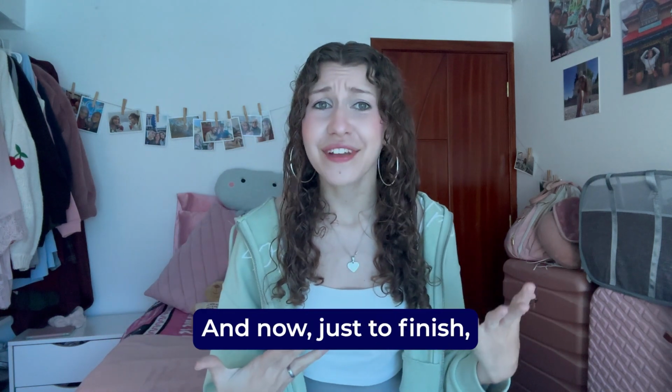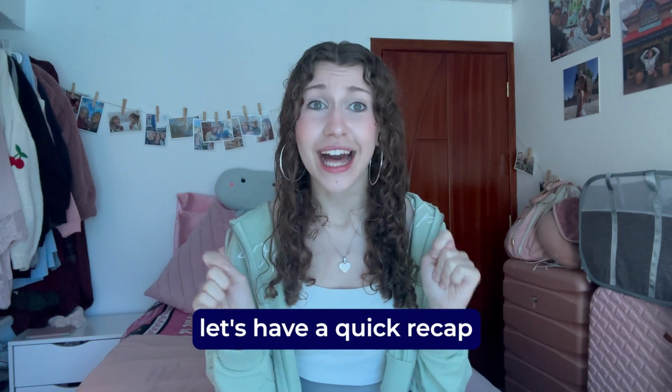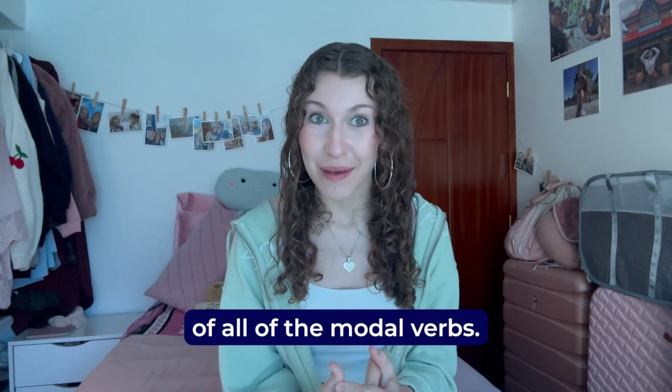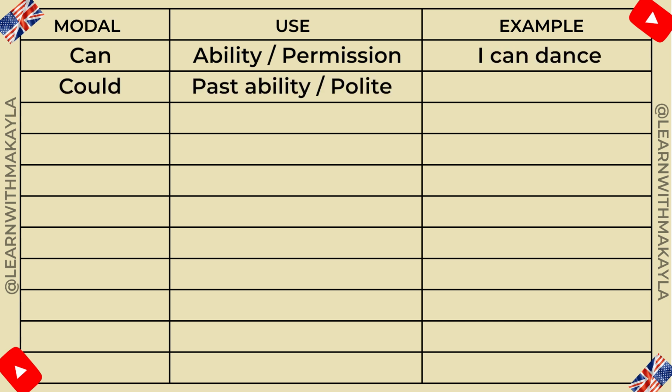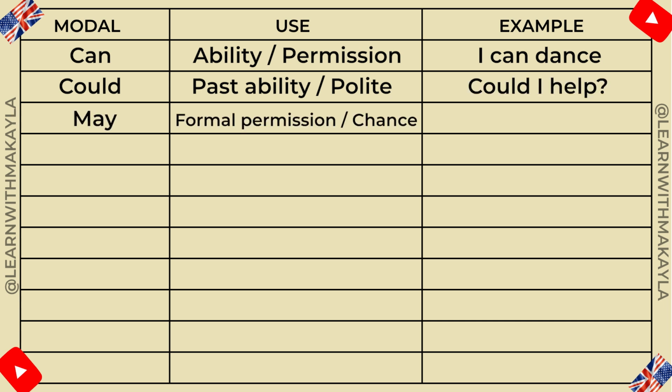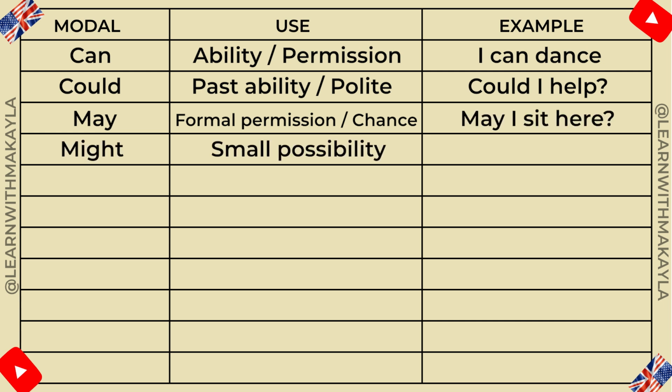And now, just to finish, let's have a quick recap of all of the modal verbs. Can is used for ability and permission. For example, I can dance. Could is used for past ability or to sound polite. For example, could I help? May is used for formal permission or chance. May I sit here? Might is used for small possibility. For example, it might snow.